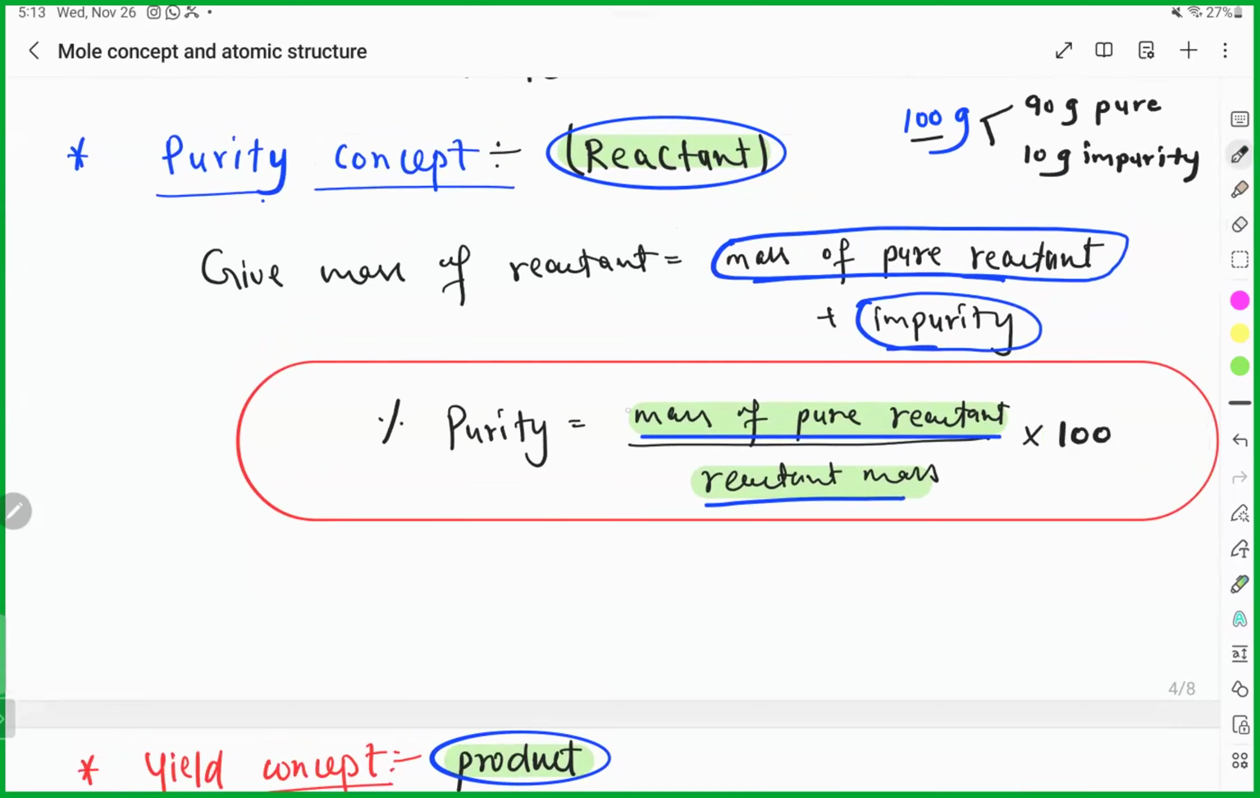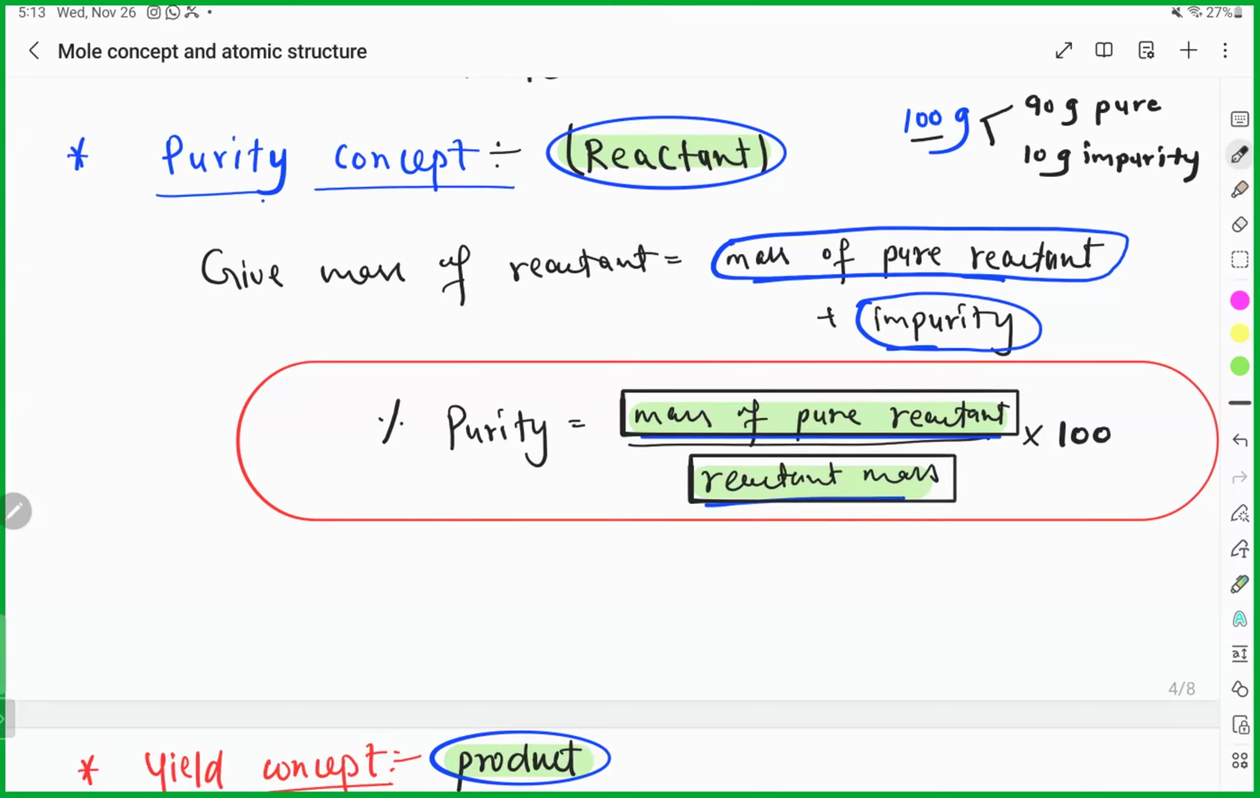How do we get to know? Mass of the pure substance, 90 gram. Mass of the total substance, 100 gram. Multiply by 100. 90 divided by 100 multiply by 100, you will get purity, 90%. Understood?